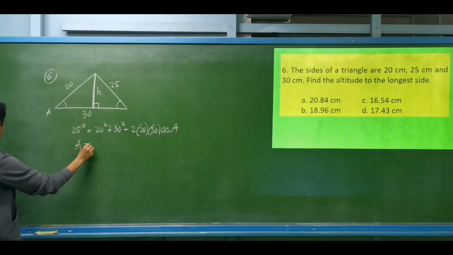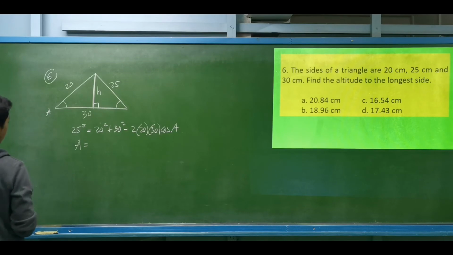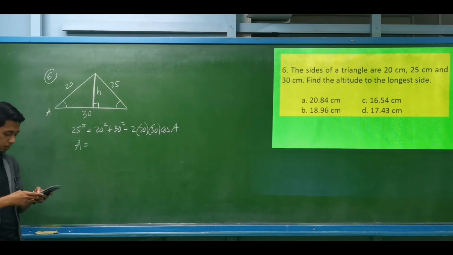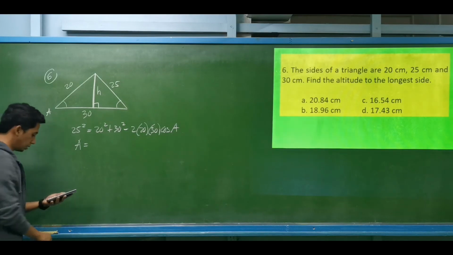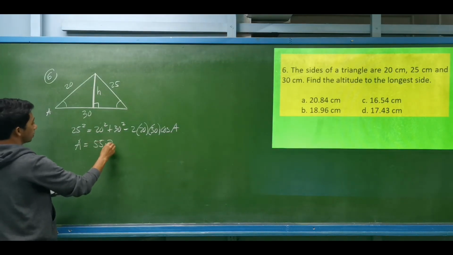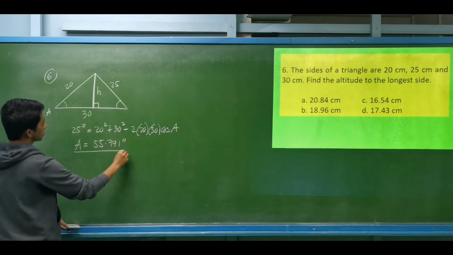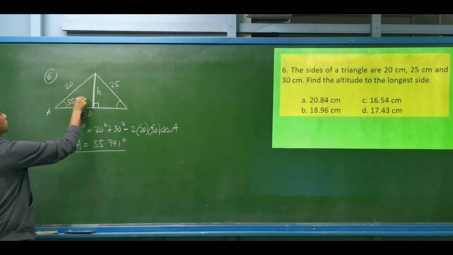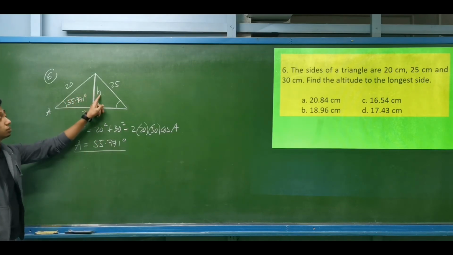So kunin natin C. Okay, let us compute for angle A. That is the same as 25 squared minus 20 squared minus 30 squared, divided by negative 2 times 20 times 30. Then shift cosine. The answer, yung angle daw na to is 55.771 degrees.